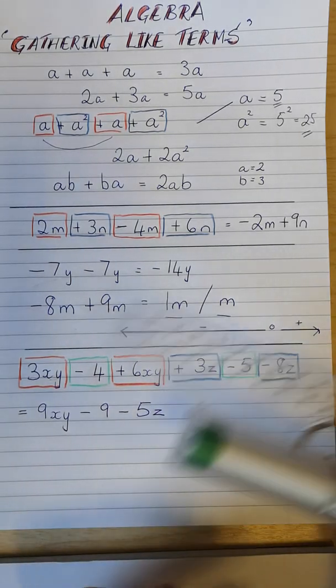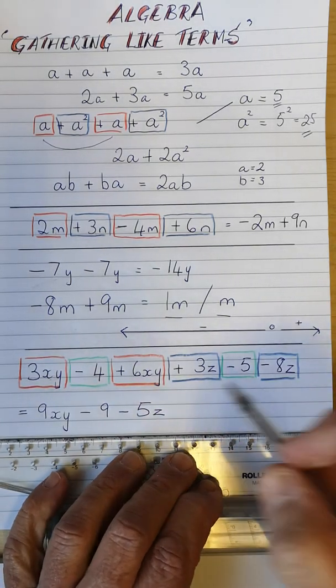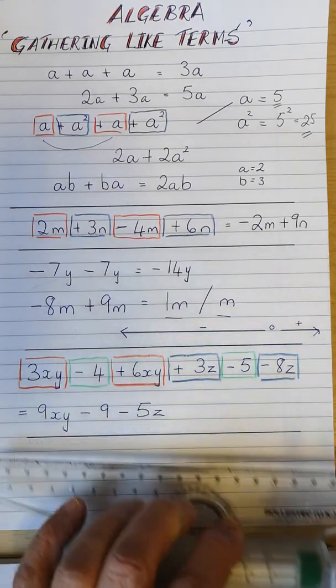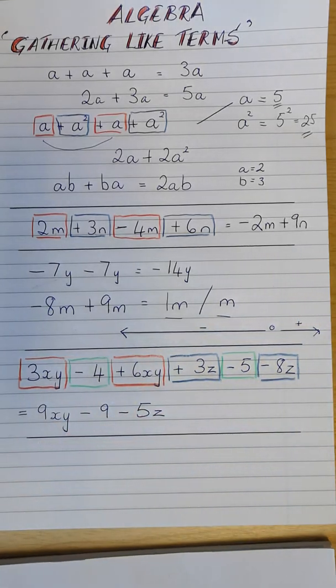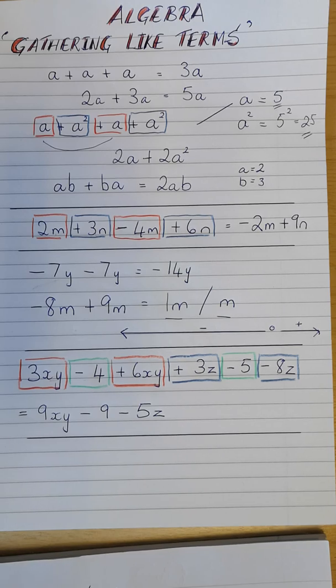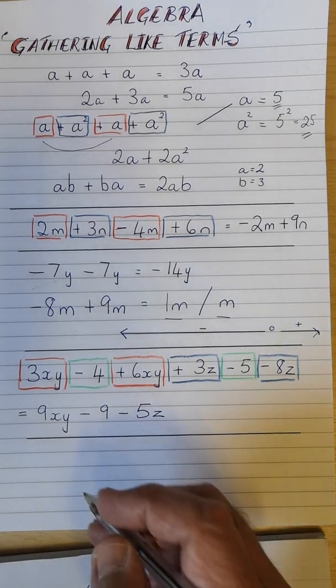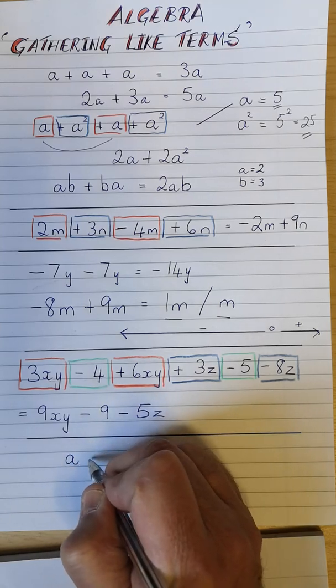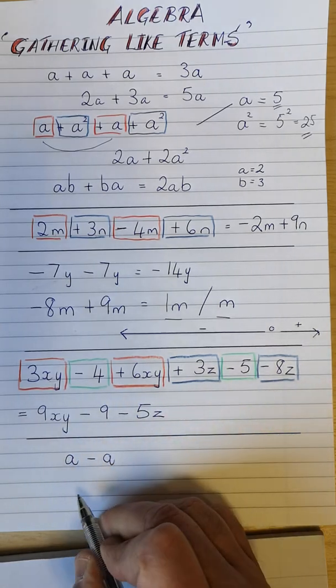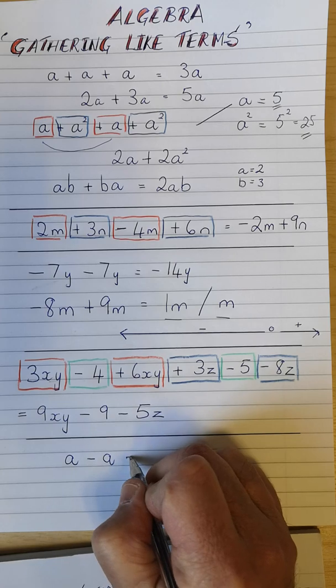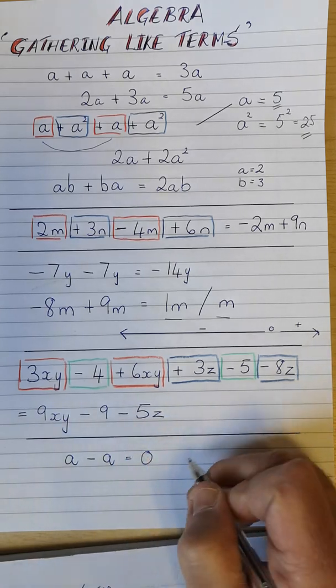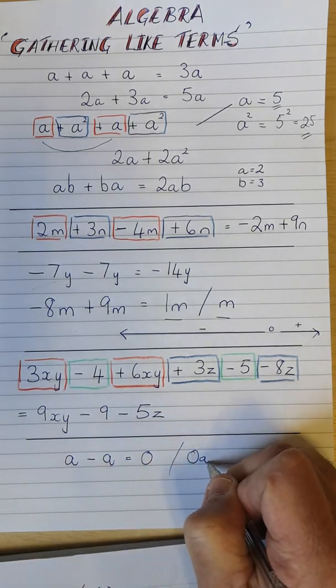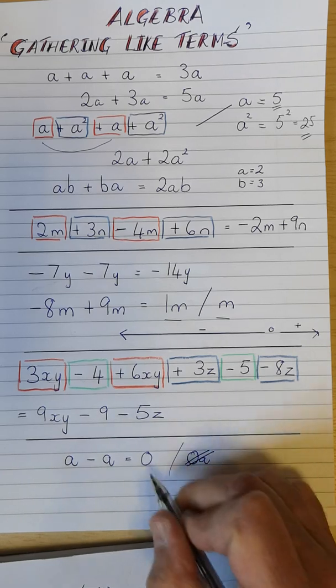Okay. So that is basically what you need to know and what you need to do when you are gathering things that are the same. Okay. Now one last thing. If you get given something like this, a minus a, okay? Positive a minus a, you end up with 0. It's not necessary for you to write 0a, okay? Just 0.